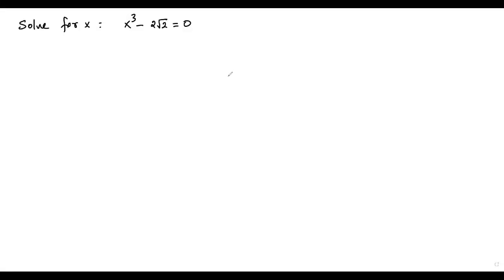Here we have a problem on solving a cubic equation. In the given cubic equation, we have to solve for x. That is, we have to find the value of x. So let's consider the product of square root of 2 times square root of 2.